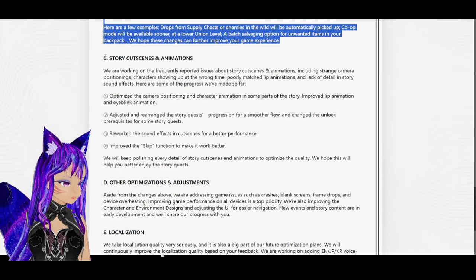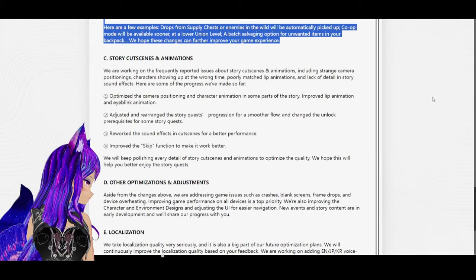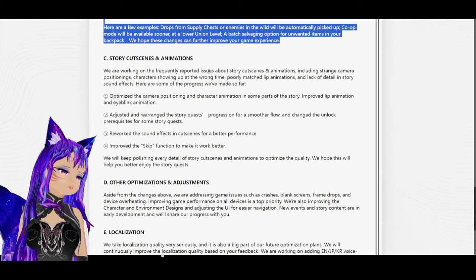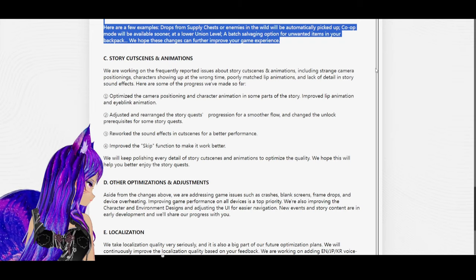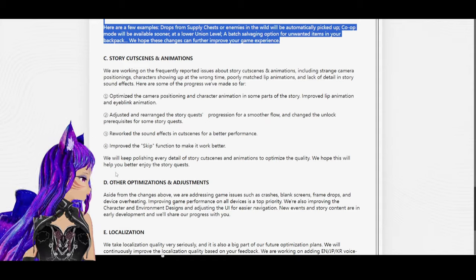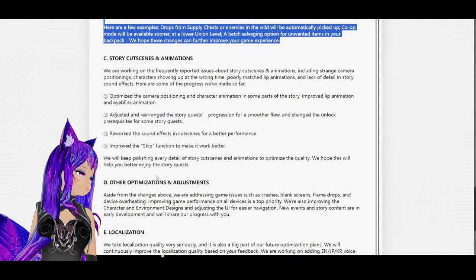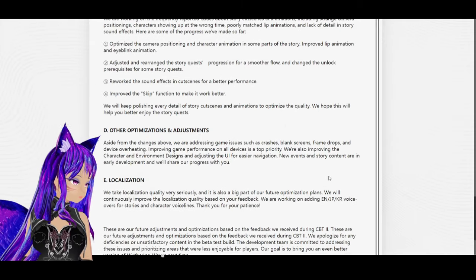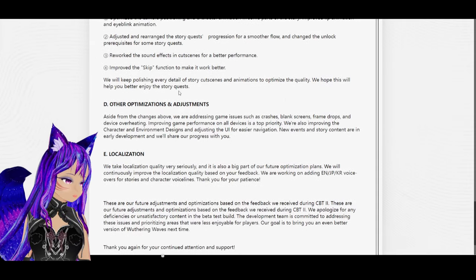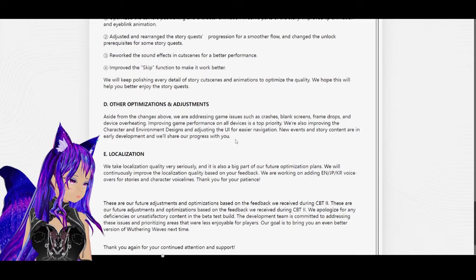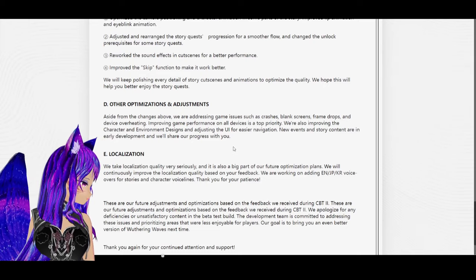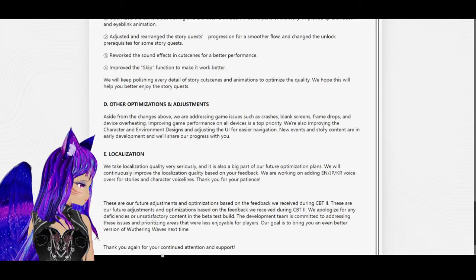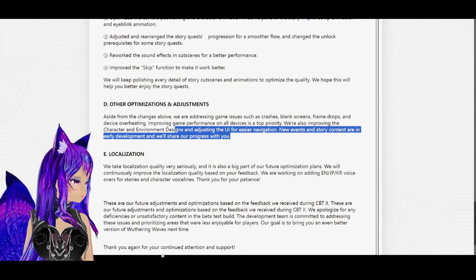Now the story and cutscenes, they said they're going to fix that. The lip sync, the camera, the bugs. And they're going to improve the skip button, which is a good sign. And they're going to try to polish every detail. Now the optimization, they said they're going to improve the optimization and the UI to make it easier for navigation. And yeah, they're going to try to make everything better with the optimization.